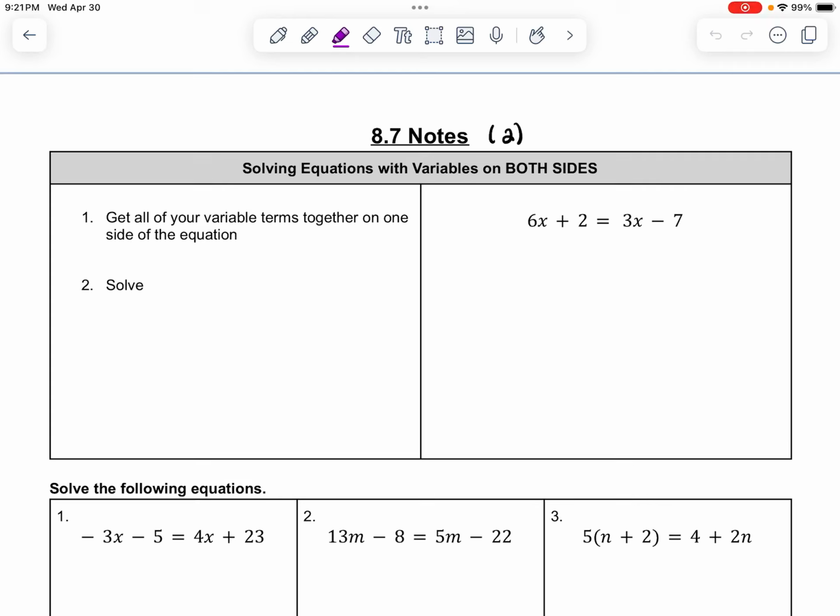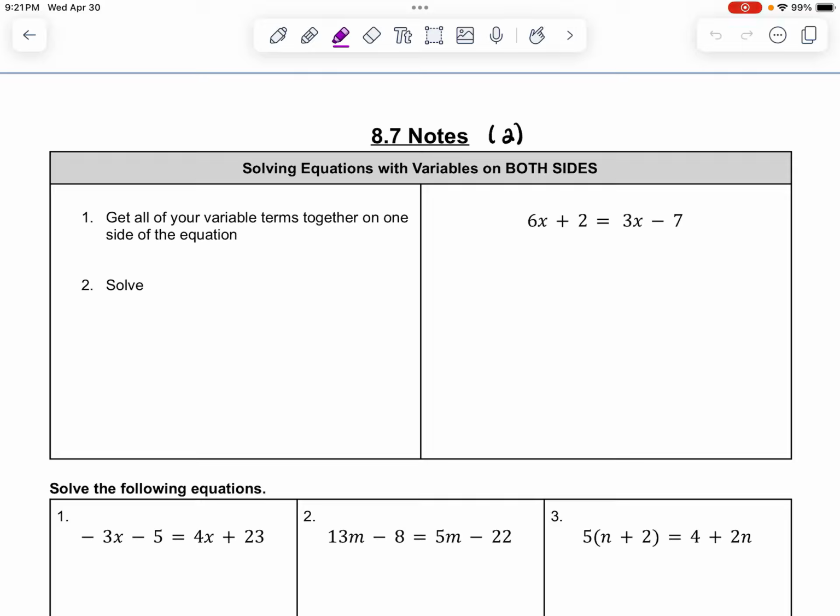Hi everybody! In this video, I'm going to be going through the notes for Lesson 8.7, number 2. I apologize for misnumbering these in your packet, but as long as your page looks like this and you know you're looking at the right problems, you should be okay.